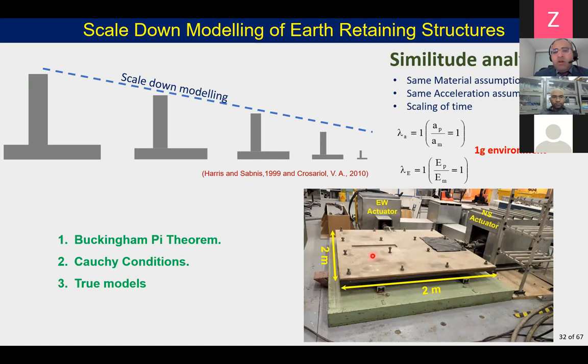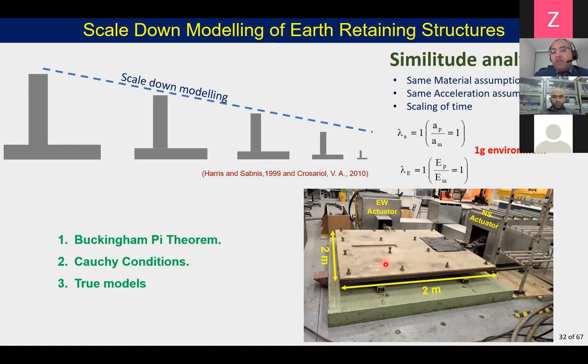This is the shake table of the University of Melbourne. This is a 2 meter by 2 meter shake table, and we also have one in our lab here at University of New South Wales, which is 1.5 meter by 1.5 meter. But that table is really not that powerful, because this table can only simulate motion in two dimensions. So this is your east west actuator and north south actuator, so you can have thrust in the horizontal direction only. You can act simultaneously, but only horizontal.